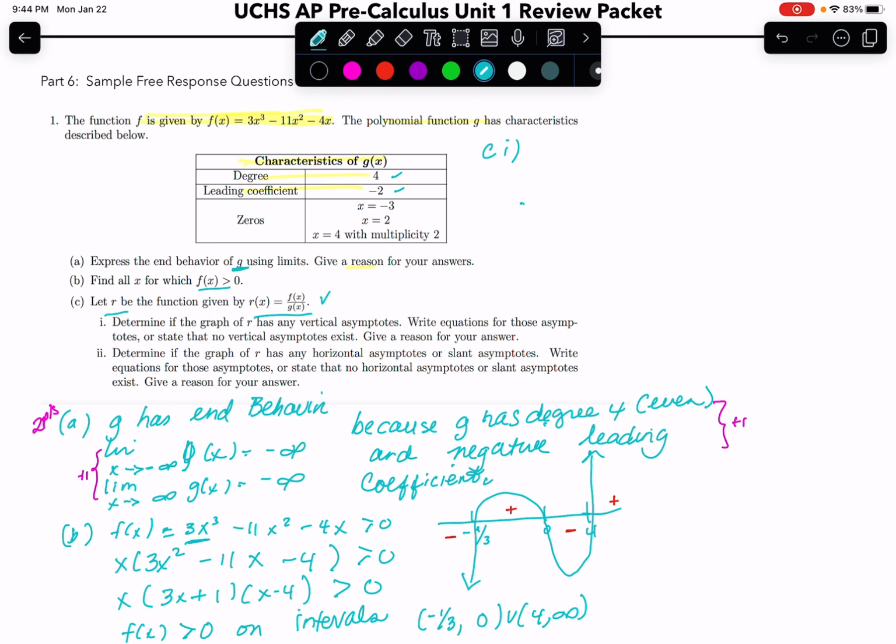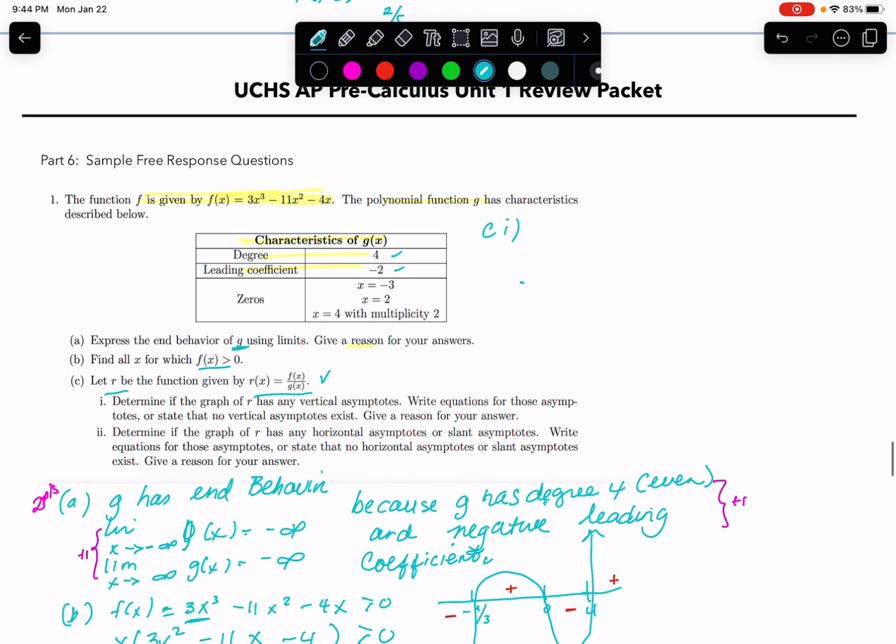So we have to write the g of x function. We have not done that yet. We've just used what we knew about it. So we're going to come up here, and I'll do it here to write g of x. Because how can we put f of x over g of x without this? So it has a leading coefficient of negative 2. I'm getting that from right here. And it has zeros of negative 3, 2, and 4, multiplicity 2. So that would mean I have x minus 2, and x plus 3, and x minus 4 quantity squared.